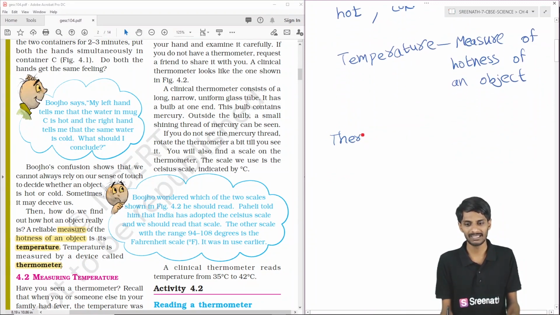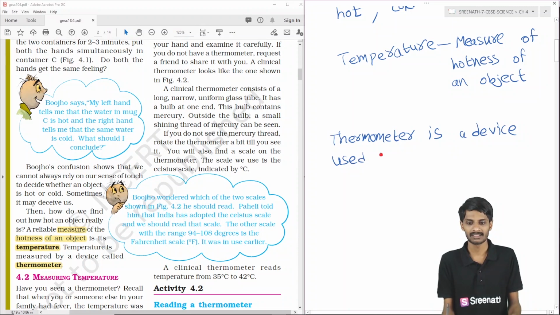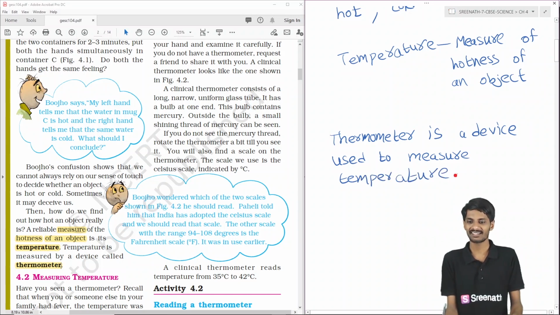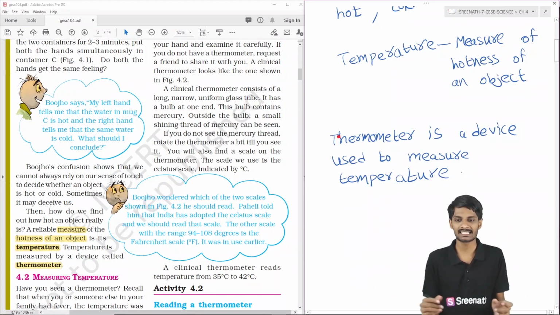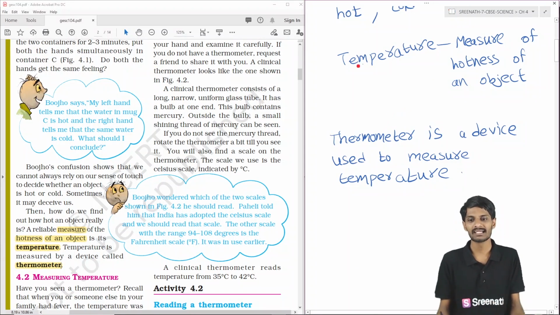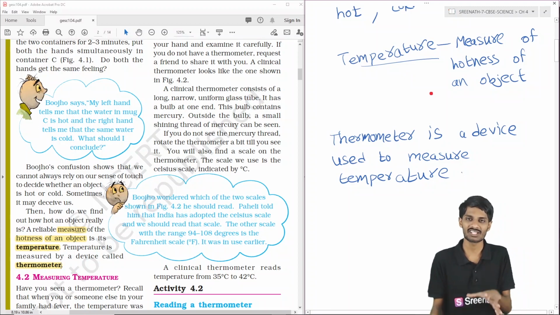So thermometer is a device used to measure temperature. Okay, students, have you understood it? So finally, how hot it is and how cold it is are judged, decided by temperature. Temperature is the measure of hotness of a body.